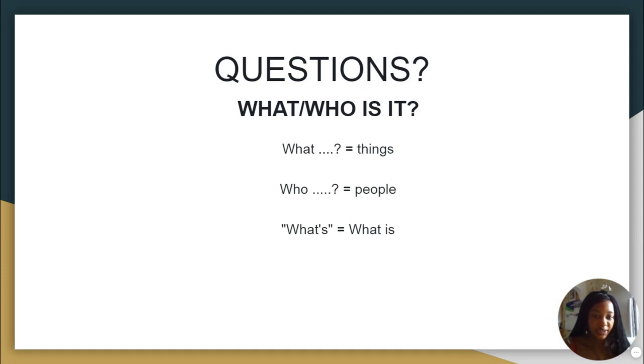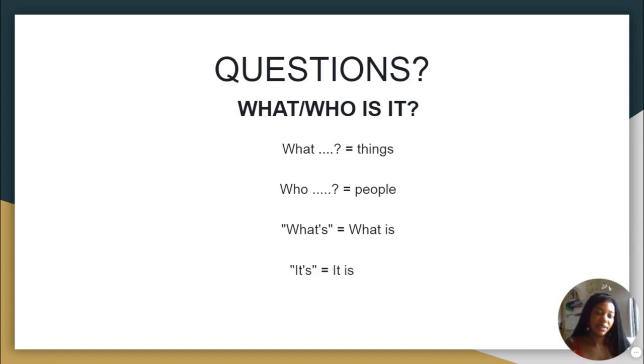What is it? So what's means what is. What's your name? What's your age? Comme je vous ai déjà dit, on enlève le i et ça nous donne le S. Et pour écrire, on dit what is. Mais lorsqu'on parle, on dit what's your age? What's your name? On ne dit pas what is your name? On dit what's your name?